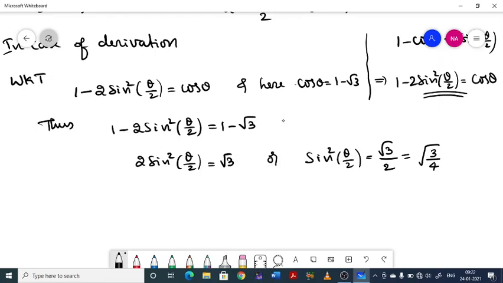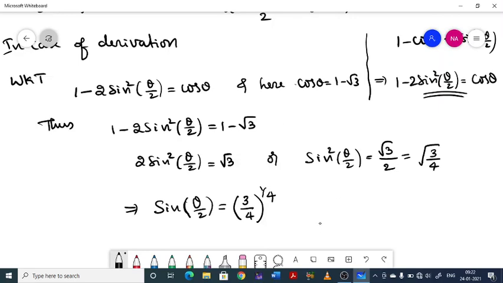Now from this, sin of theta by 2 equal to, taking square root on both sides. Already I have whole power 1 by 2, again taking square root of 3 by 4, you get 3 by 4 whole power 1 by 4.